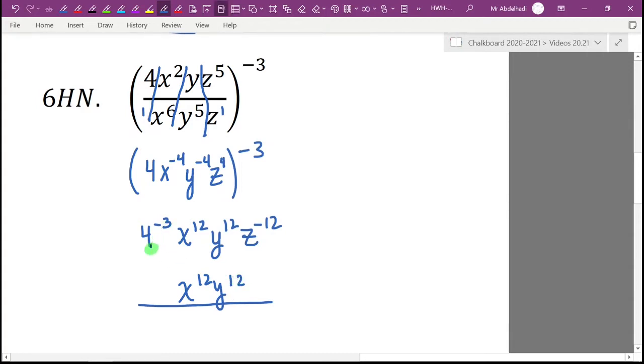4 to the third is a negative power. It's going to get flipped to the bottom, become 4 to the third down here. Now, just because I'm running out of space, what is 4 to the third? It's 64, so go ahead and write it as 64. And then z to the negative 12th, when you flip it to the bottom, becomes z to the positive 12th, and now you're done.